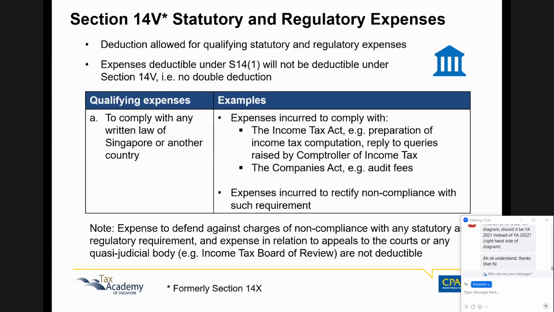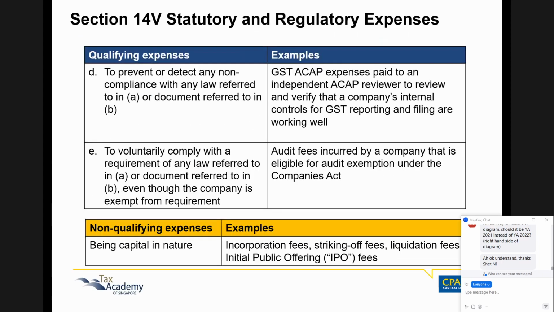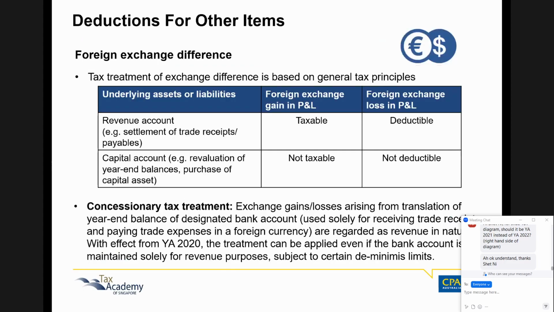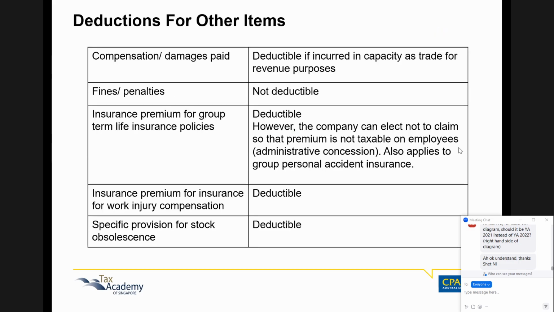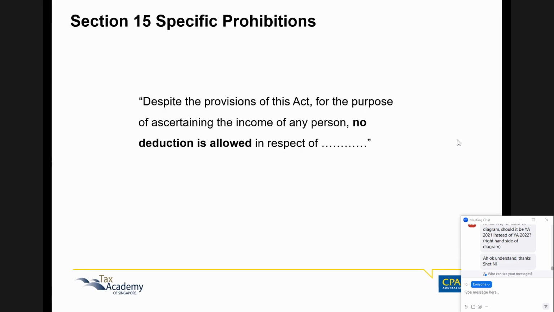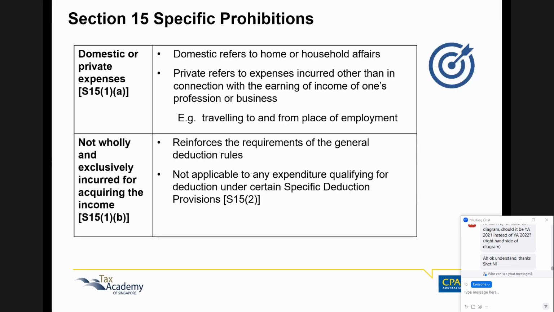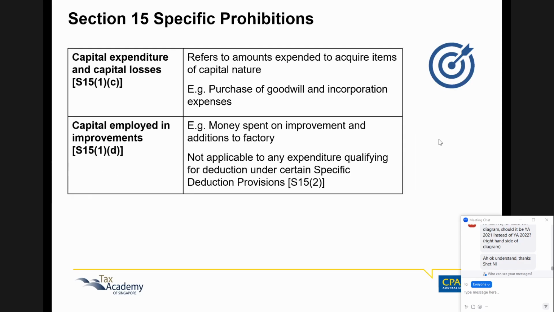Okay, I propose you just remember all these examples here. Foreign exchange also, remember revenue account, capital account, what the tax treatments are, and then what the adjustments are that you need to make. This one you also remember. If you remember everything, then you don't need to recall, which is easier in that sense. Specific prohibitions also, just remember all this.